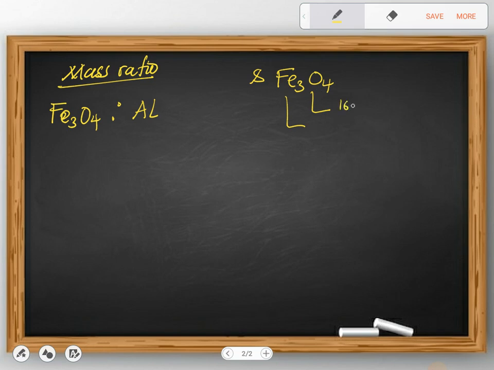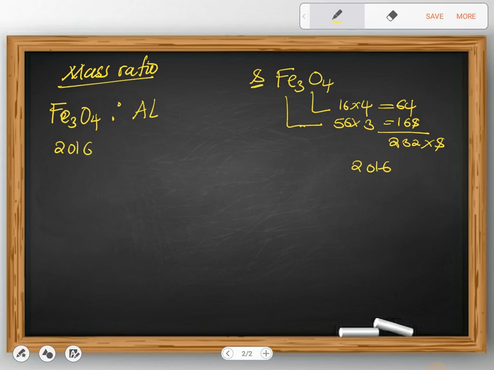So oxygen mass number is 16, we multiply by 4. Iron mass number is 56, we multiply by 3. Here we get 64. Then we have 56 by 3, 168. Then we add them together, I'm getting 232. But I'm going to multiply by what? By 3, because 3 is there. So 232 by 3, I'm getting 696.